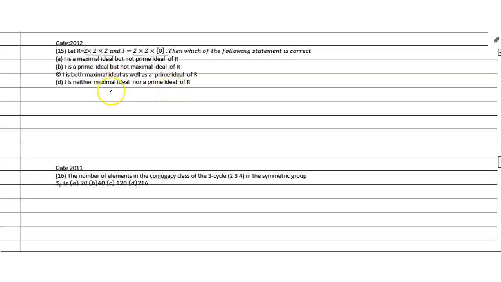So friends, if R equals R1 cross R2 cross R3 cross ... cross Rn and I equals I1 cross I2 cross I3 cross ... cross In, then R by I is isomorphic to Z by Z cross Z by 0.